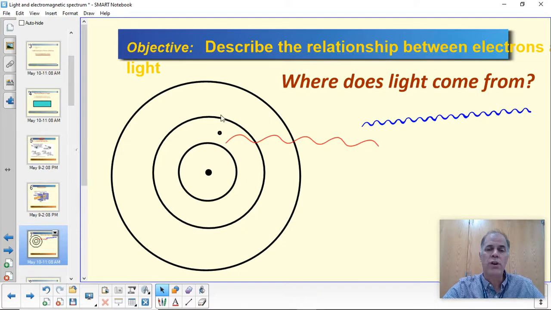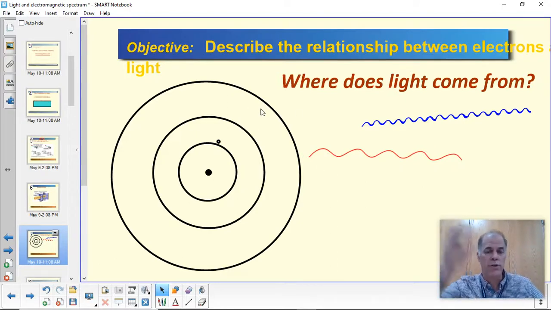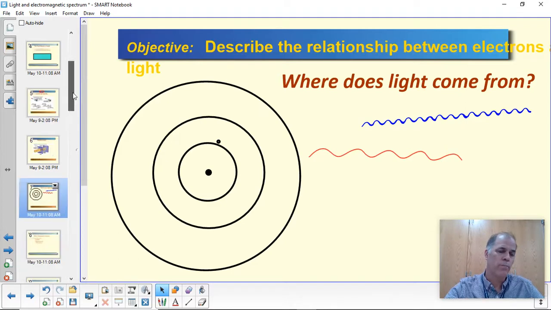Okay? The electron dropping from high energy to low energy, that's a moving electric charge, produces a magnetic field, which sets off the cycle, and the light streams away at the speed of light. Okay, so where does light come from? Usually from electrons dropping from high levels to low levels.